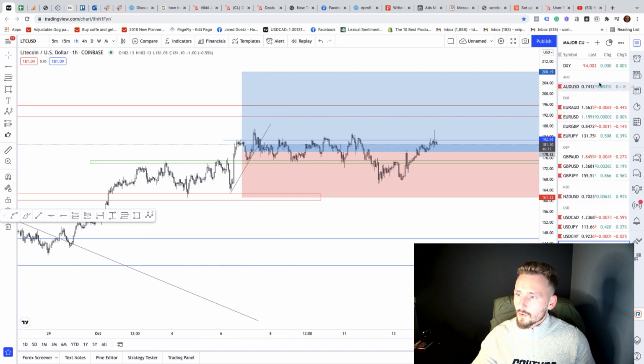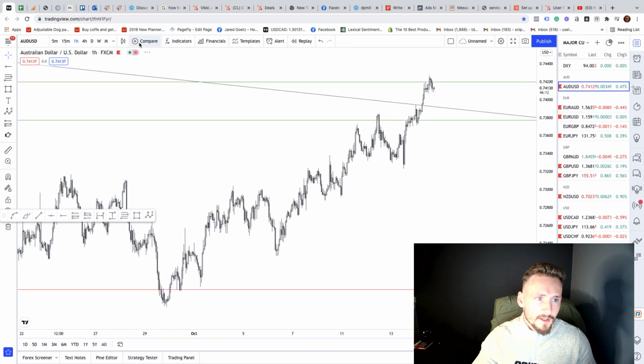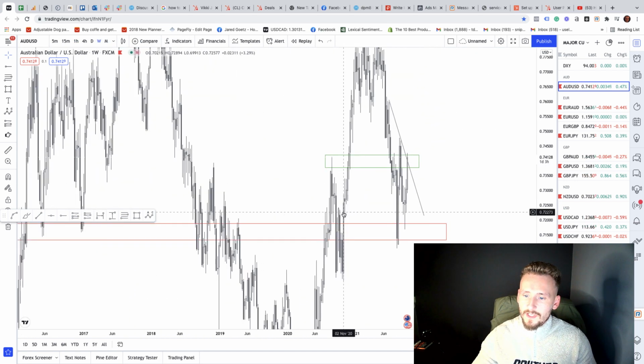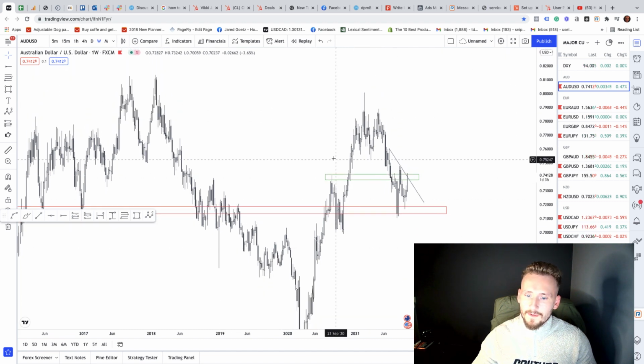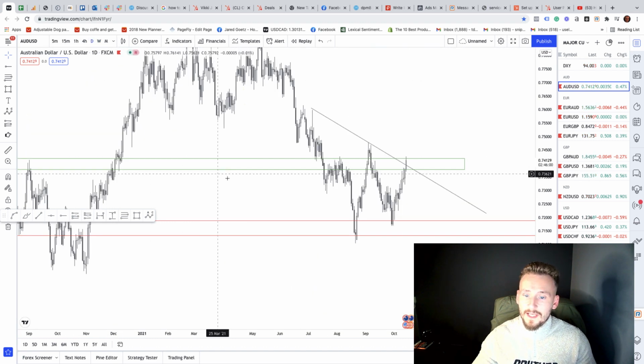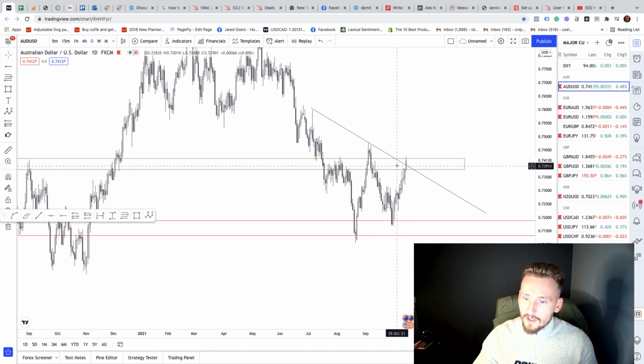So let's go to Aussie US dollar to start, and as always we'll go out to the weekly. Okay, so you can get a good understanding of what we're looking at. Now this area in green is of course an area that we see could potentially be a problem if we were to get price action moving up into a zone like this. Price action has landed in this zone.